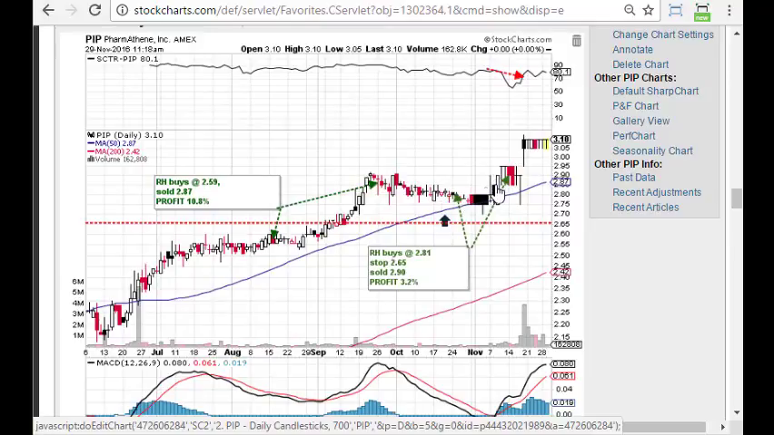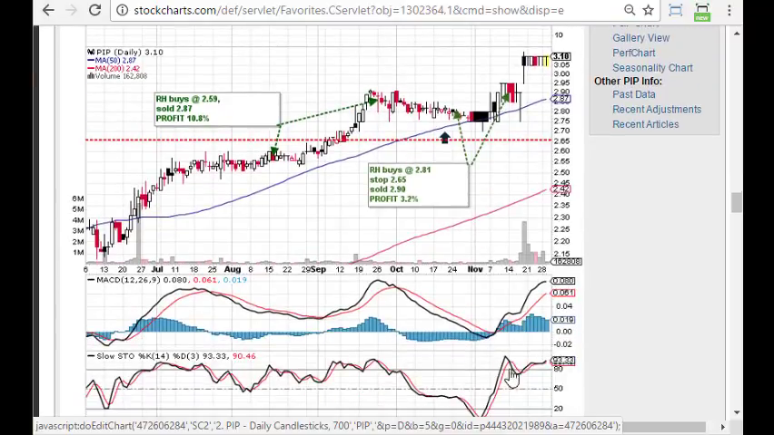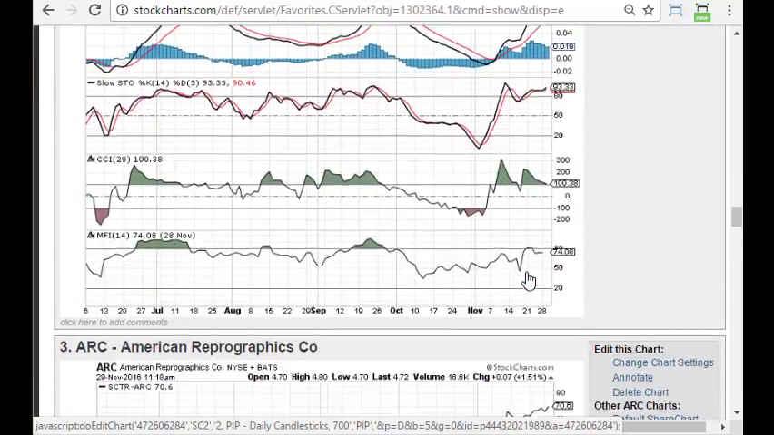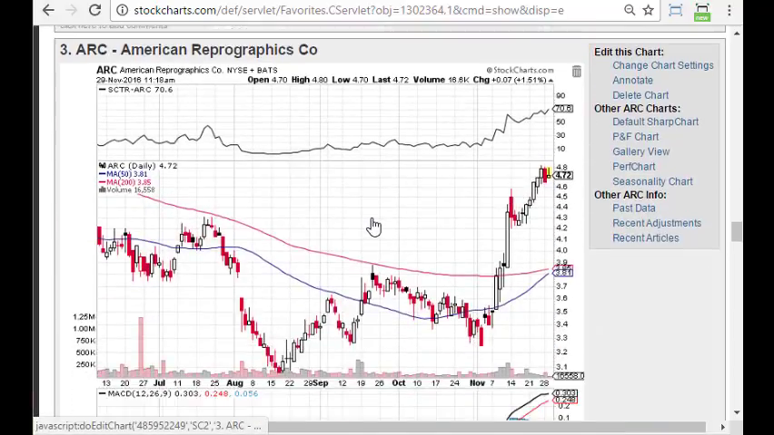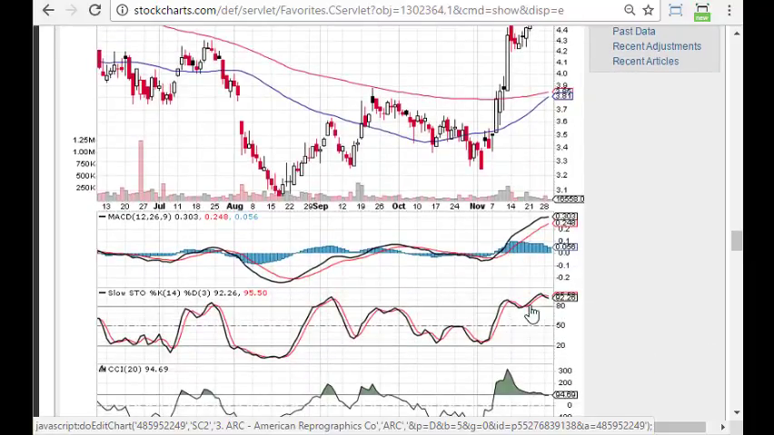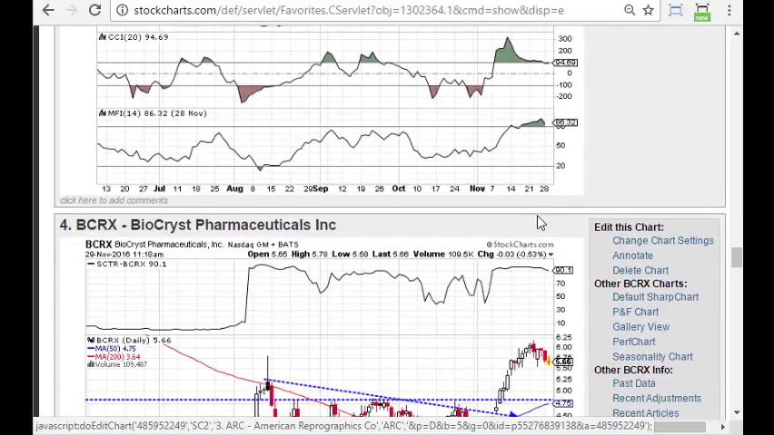This one is PIP. I got two trades out of this one so far, a 10.8% gain and a 3.2% gain. This is again at the top of its swing, you can see that on the stochastics, so it's not a good time to get into this one. ARC, also a very good stock just recently, but this is also at the top of its swing on the stochastics, so not a good time to get in.